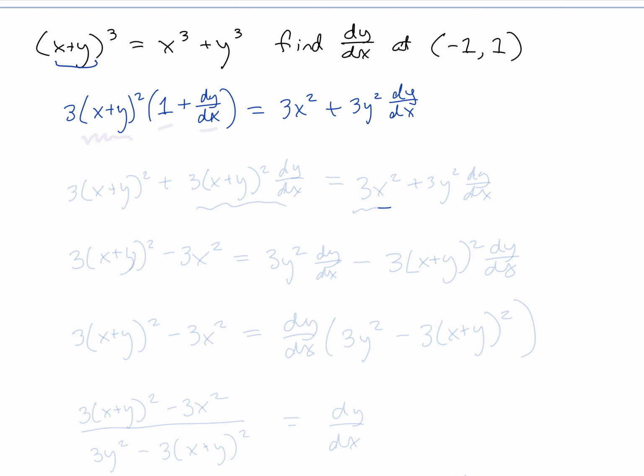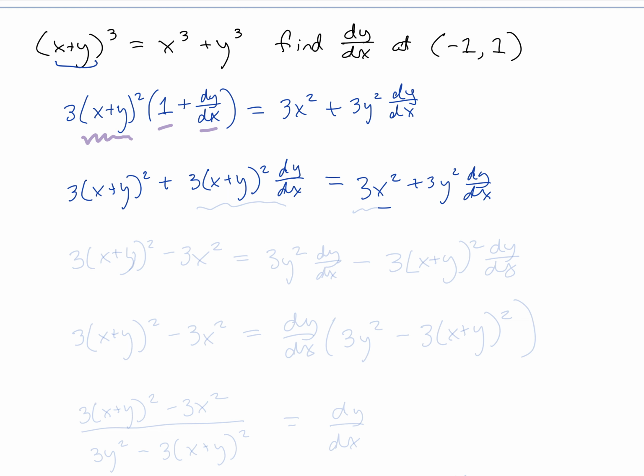And so again, I've got one term that's a dy/dx term and one that is not, added together. Therefore, I must distribute this. So I'm going to keep it as 3(x plus y) squared times 1, which is just itself, plus 3(x plus y) squared times dy/dx. And that's equal to 3x squared plus 3y squared dy/dx. I'm going to get all my dy/dx terms on one side.